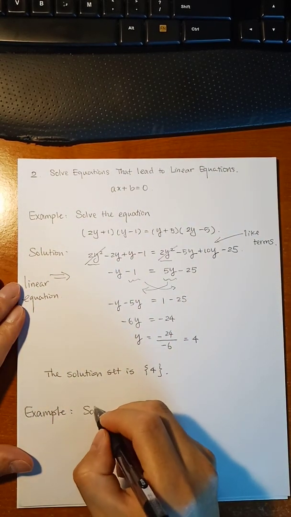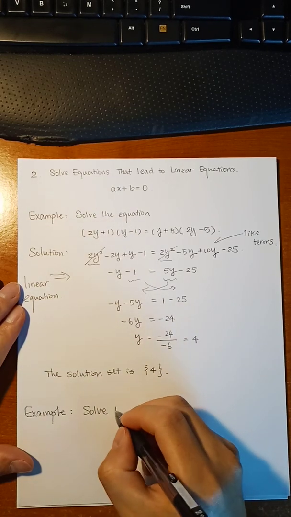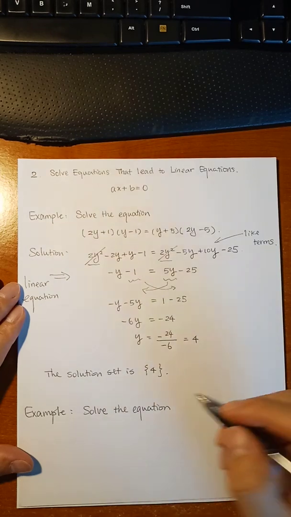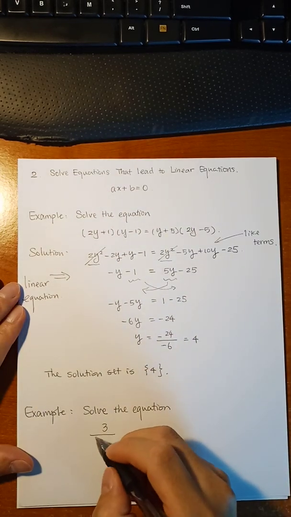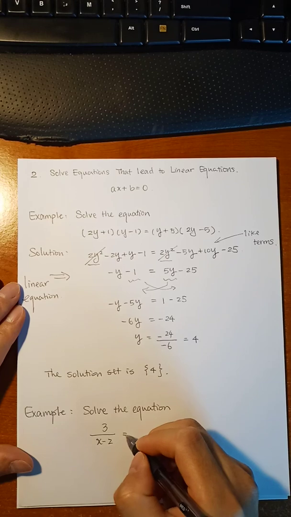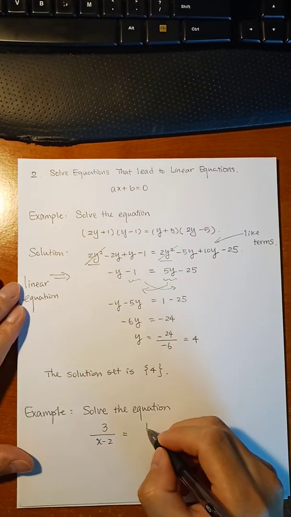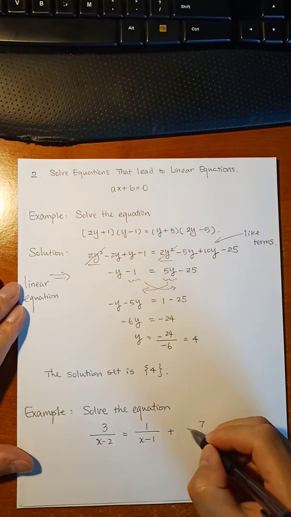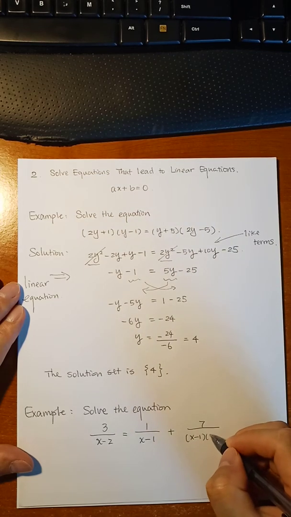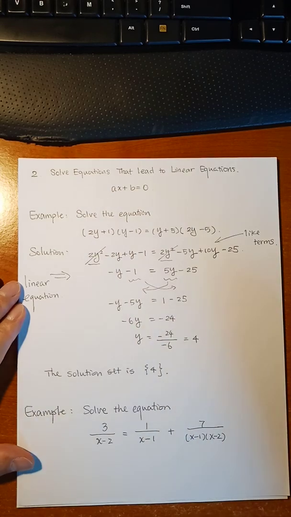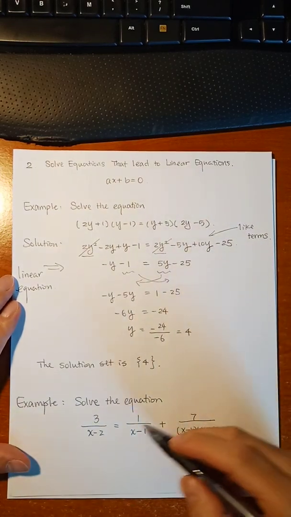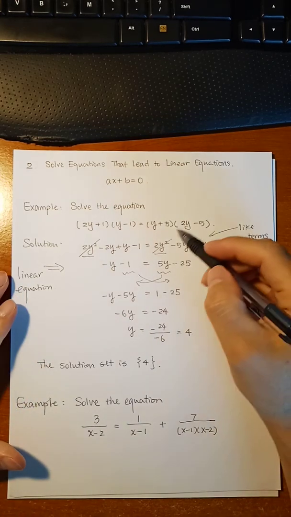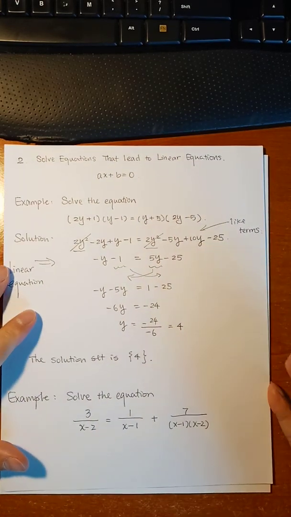We're going to solve the equation 3 over x minus 2 is equal to 1 over x minus 1 plus 7 over x minus 1 times x minus 2. So in this equation, we are going to simplify the rational expressions. So here is just simple multiplication, but here is a rational expression.